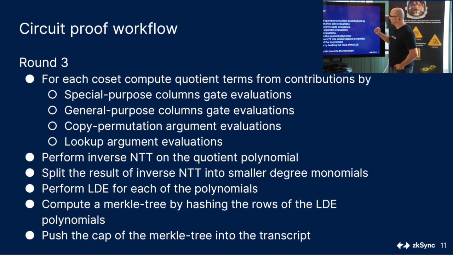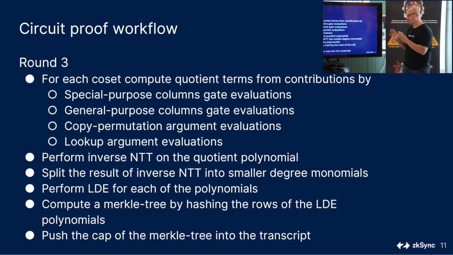I think I skipped something somewhere in round 2. In round 2, we did the copy permutation argument and the lookup argument computation, let's say. Those computations generated certain polynomials. And now, during the quotienting step, we need to do quotienting also on those polynomials. But they are different from gates. They are done through some arithmetic operations. And yeah, that's it.